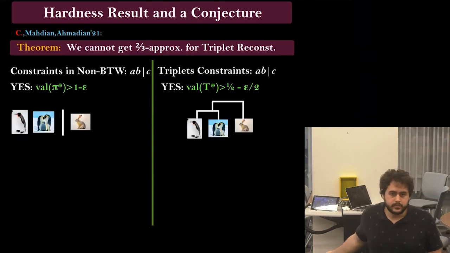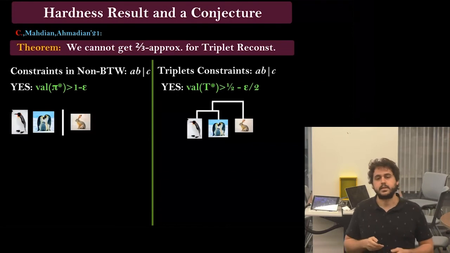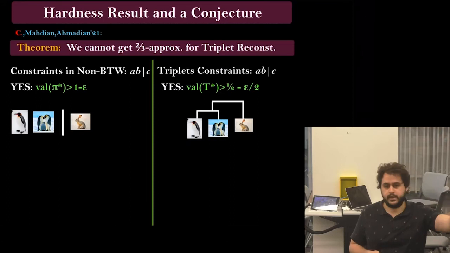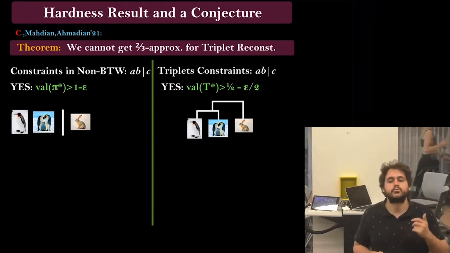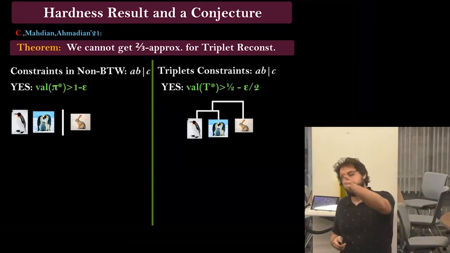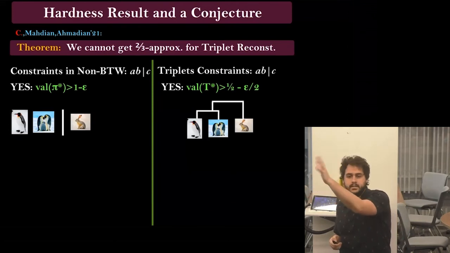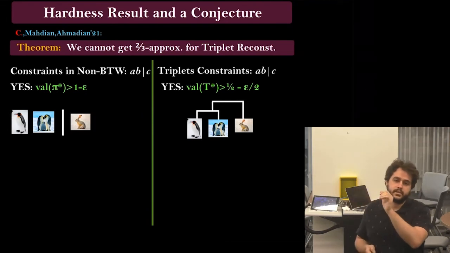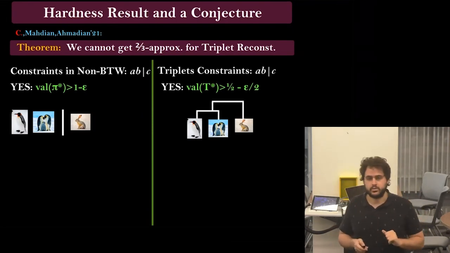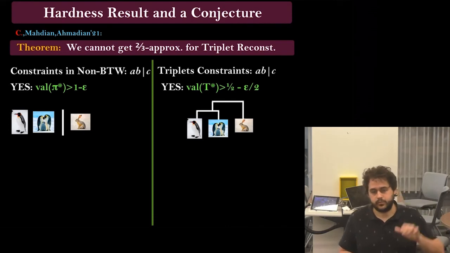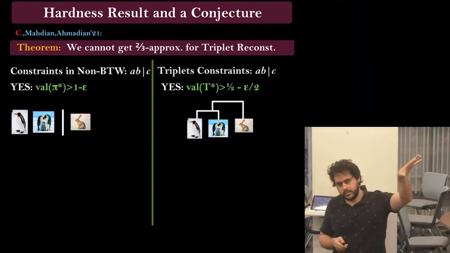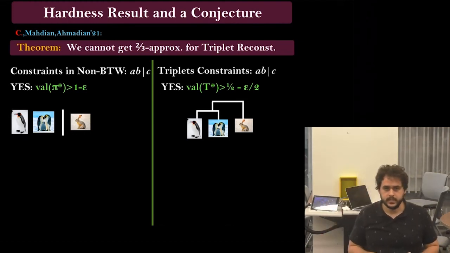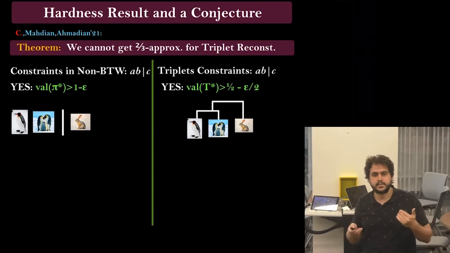And the reduction is actually pretty simple once you understand what you want. For every non-betweenness constraint that was given in the input, I will just create the same semantic constraint, where you want to separate the outsider of the non-betweenness constraint, in this case the rabbit. So for every non-betweenness constraint on the left, just create a triplet that corresponds to that. And let's focus first on the yes case. The yes case is easier.